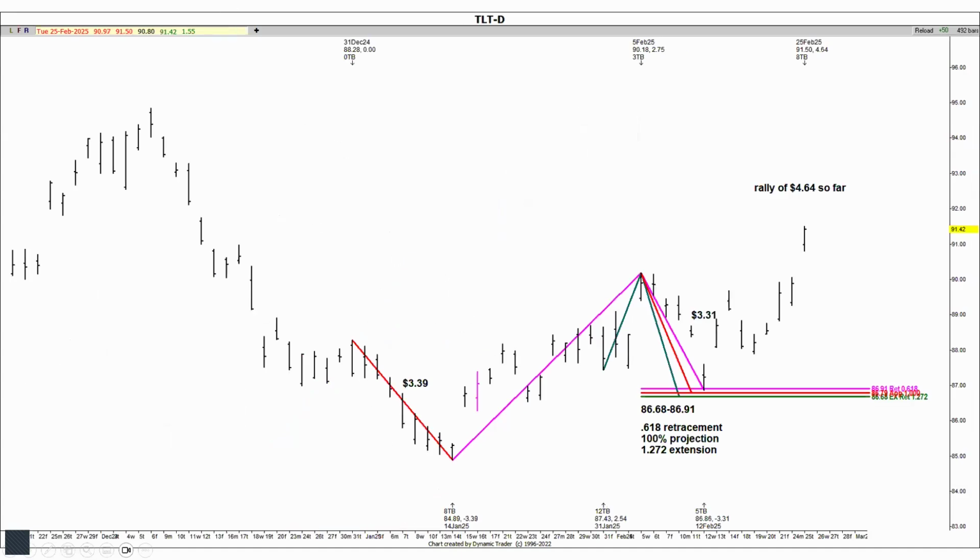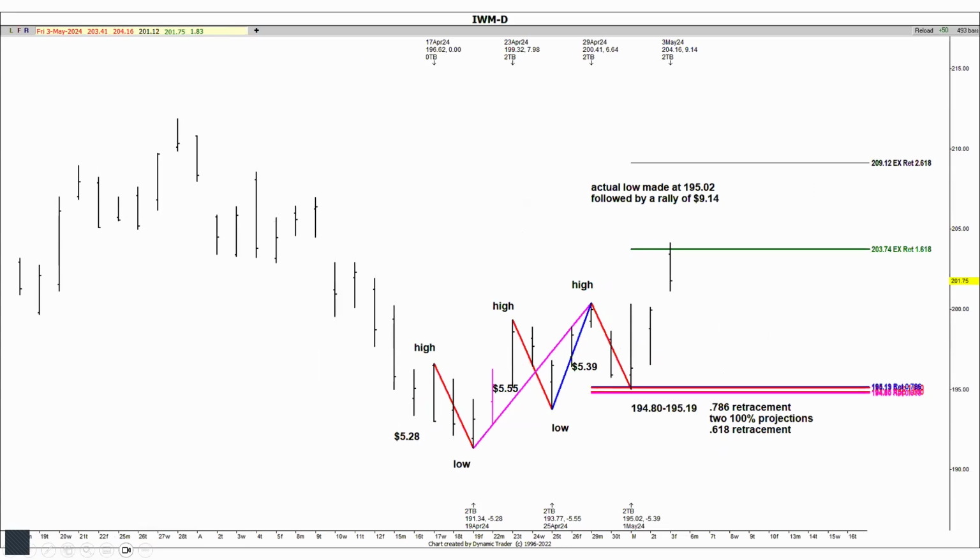Okay, here's an example in TLT, if anybody follows that ETF. I had symmetry. I took this prior high to low of $3.39 and projected it from this high. This ended up being $3.31, which was very similar symmetry. Then I had a 618 retracement of the low to the high that came in at 86.91, and a 1272 extension of the low to the high that came in at 86.68. So we had the three levels, which met the criteria for a cluster. It hit, it held, it triggered, and you had an initial rally. You even had a secondary entry right over here when it pulled back. At that time, we had a rally of $4.64.